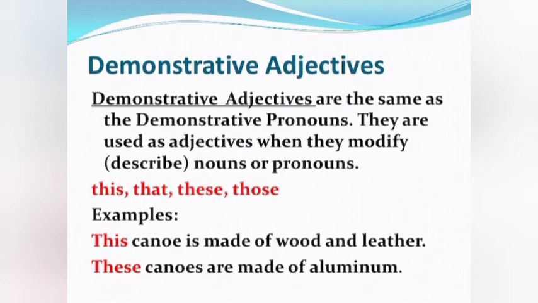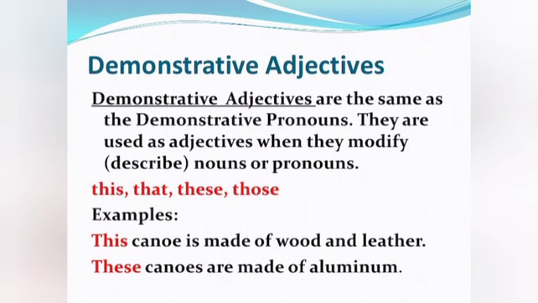ये nouns और pronouns को modify भी करते हैं, and the second thing is they tell us that the noun or the pronoun is singular or plural in number, and they also tell us about its position, like whether they are near or far. So four examples I've earlier told you: this, that, these, those.